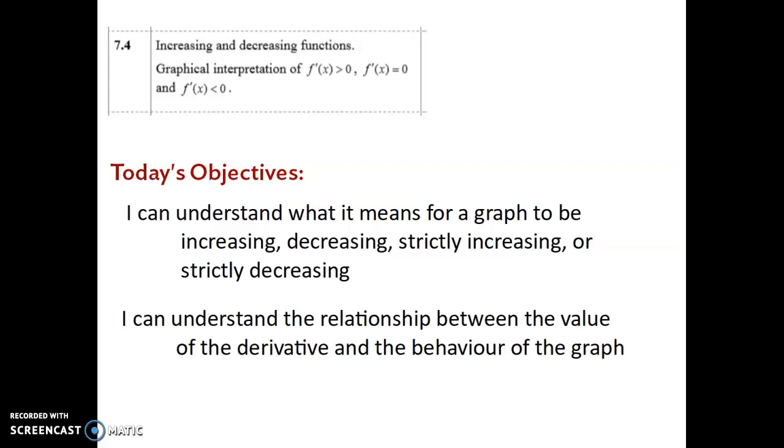Today we are going to begin section 7.4. We're going to look at increasing and decreasing and how that relates to the derivative. So two things we're going to talk about today. The first is definitions, and then the second is the relationship between the derivative itself and the behavior of the graph. We'll spend a lot more time with this tomorrow.